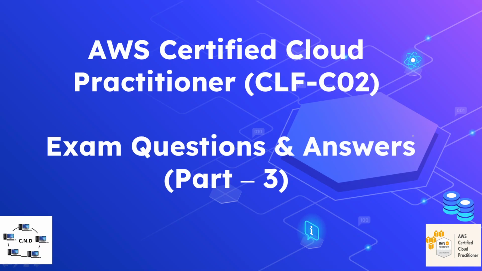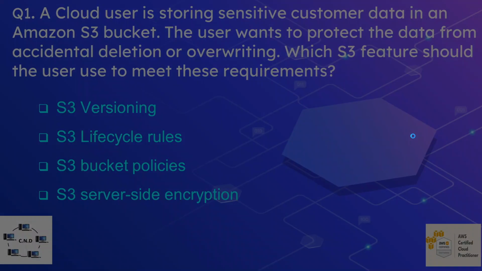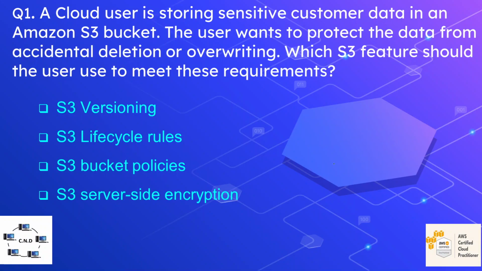So without further ado, let's get started with the questions. Question number one is that a cloud user is storing sensitive customer data in an Amazon S3 bucket. The user wants to protect the data from accidental deletion or overwriting. Which S3 feature should the user use to meet these requirements?